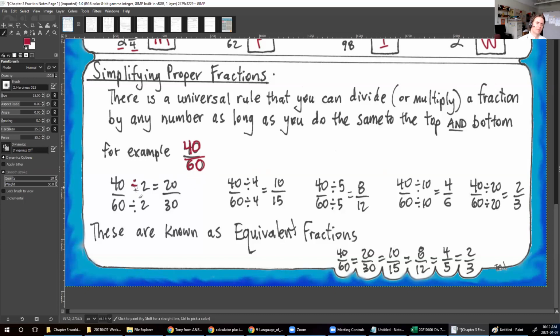So 40 divided by 2 gives us 20, and 60 divided by 2 gives us 30. That's a simpler number, smaller numbers. We could divide again by some other number. It doesn't have to be divided by 2. We could divide by 4, which gives us 10 over 15. If we divide both the top and the bottom by 5, 40 divided by 5 is 8, and 60 divided by 5 is 12. So again, 8/12 is a simpler version.